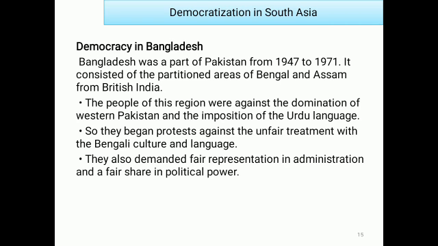So the next country is Bangladesh. Democracy in Bangladesh. As I told you before, Bangladesh was a part of Pakistan from 1947 to 1971. It consisted of the partitioned areas of Bengal and Assam from British India. The people of this region were against the domination of Western Pakistan and the imposition of the Urdu language. So, they began protests against the unfair treatment of Bengali culture and language. They also demanded fair representation in administration and a fair share in political power.